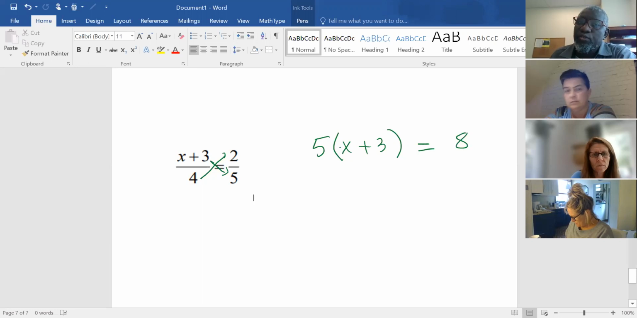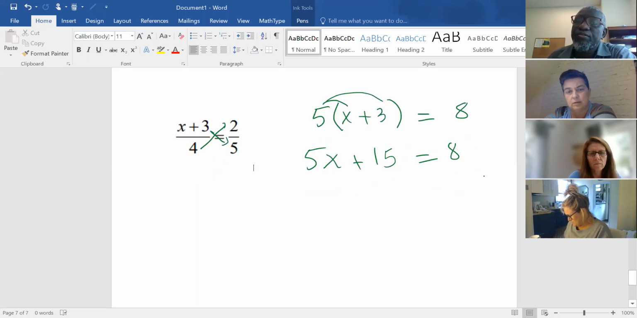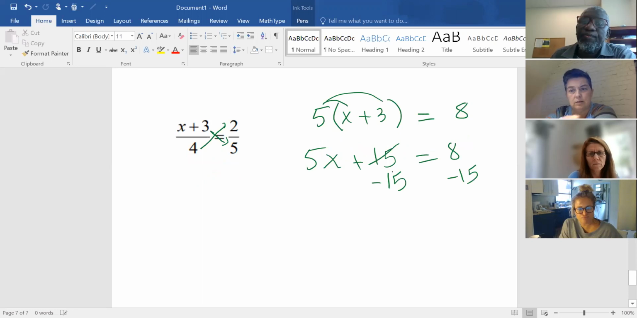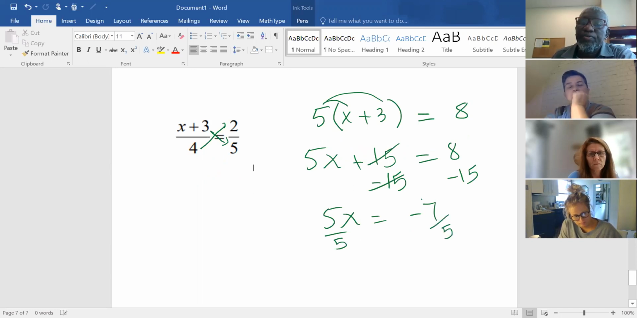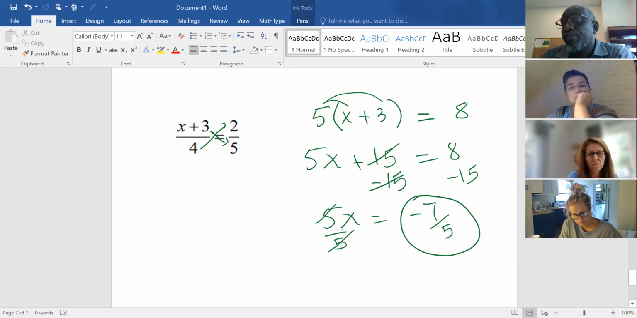And then of course we have to distribute the 5. It's going to be 5x plus 15 is equal to 8. What do we have to do next? Minus 15, minus 15. So we get 5x is equal to negative 7, and then we divide by 5. So x is equal to negative 7 over 5.